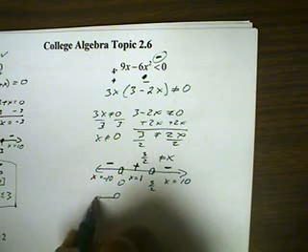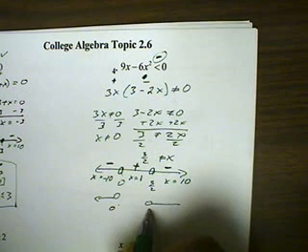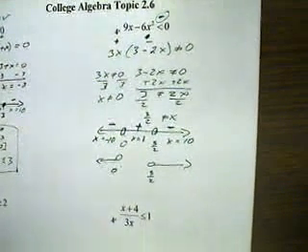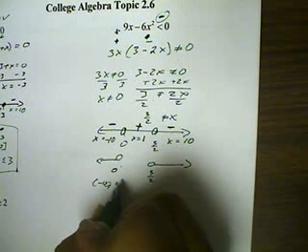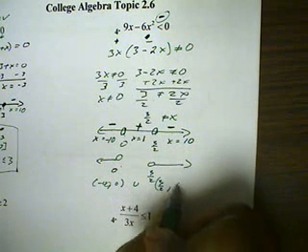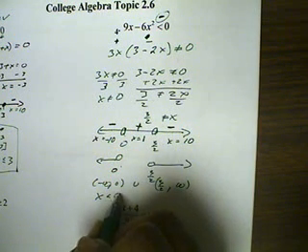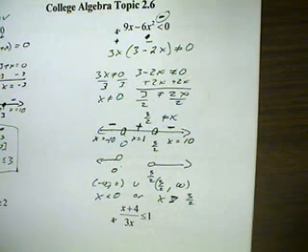So let me write those. 0, and this one right here, 3/2. So these two pieces right here will be the solutions. And I can rewrite that as negative infinity to 0, open parenthesis, union, 3/2 to positive infinity. Or I can say this is going to be x is less than 0, or x is greater than 3/2.